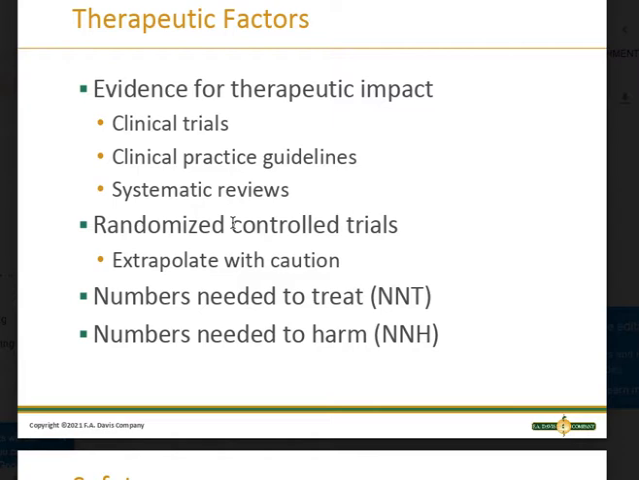If it prevents strokes and heart attacks, but we see it causes acute renal failure, how many patients do I have to treat with this in order to cause a case of acute renal failure? So again, you want a low number needed to treat, which means it's very effective, and a high number needed to harm, which means I've got to treat 50,000 people to have a case of acute renal failure.